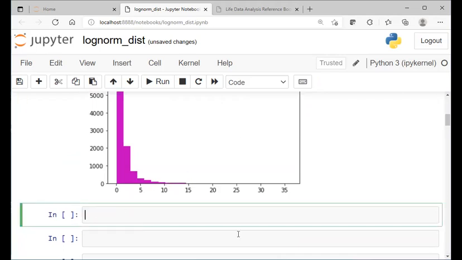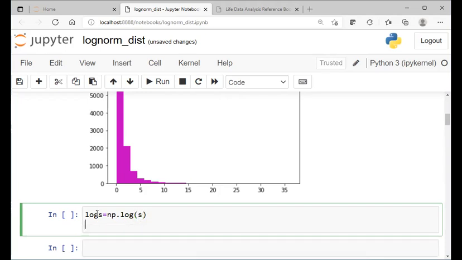Now let's define, my claim was that if I take the log of x, right? So let's define a new variable. I call it log normal s, let me say log of s. So log of s, I will say numpy natural log of the s variable, right?